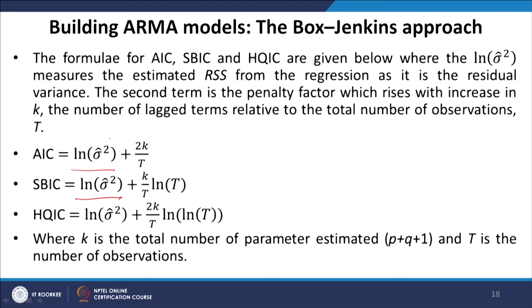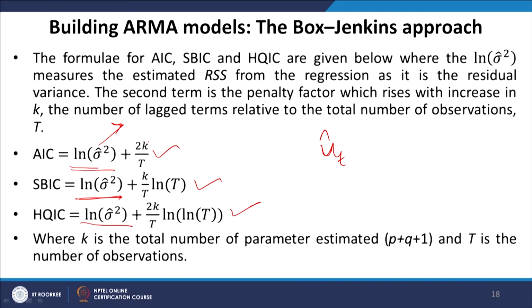So, you know that sigma hat square is the residual variance. The residual is u t hat, which is obtained from a regression, and its variance is given by sigma hat square, and the logarithm of it is there in all the information criteria. So, this is actually presenting the RSS part. The second term is the penalty term, and that varies across criteria. This rises with an increase in k, the number of lag terms relative to the total number of observations T.